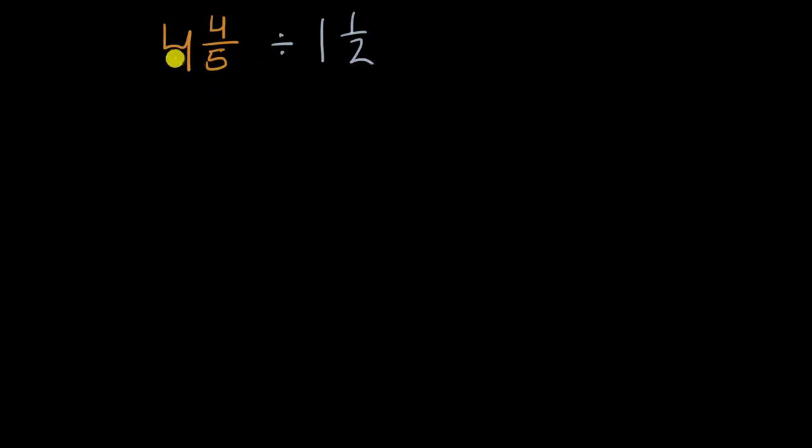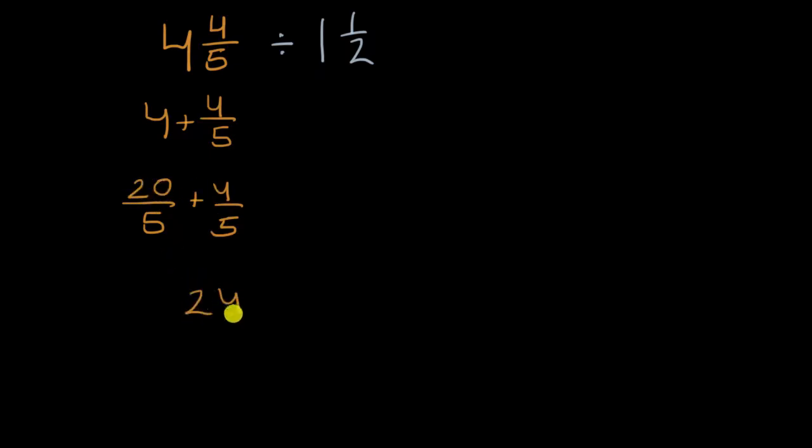So how can we rewrite 4 4/5? Well, 4 4/5 is the same thing as 4 plus 4/5. And 4 is the same thing as 20/5. And then plus 4/5. Well, what are you going to get? You add the numerators, you get 24/5. Another way to think about it is take this denominator, the fifths, multiply by 4, you get 20/5, plus the 4/5 that you already have is 24/5.